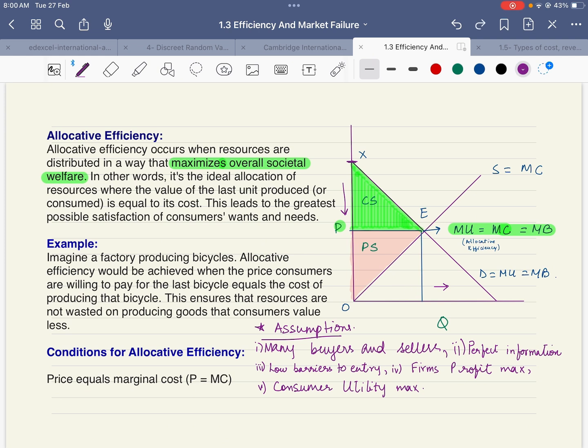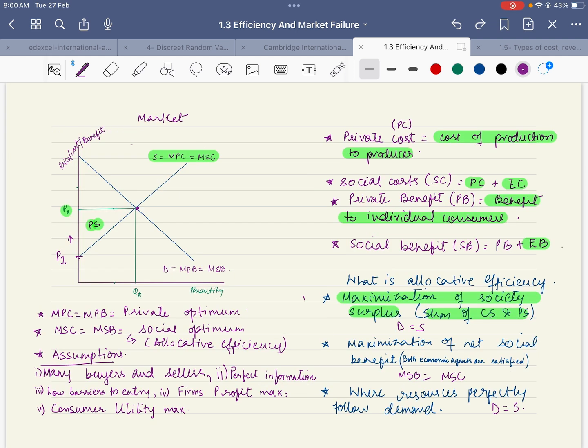So at point E, where price is P and quantity is Q, which is the equilibrium quantity, allocative efficiency is achieved as condition number 1, maximization of society surplus, is attained. This occurs where demand is equal to supply. Now moving to the second condition, maximization of net social benefit, where marginal social benefit is equal to marginal social cost.